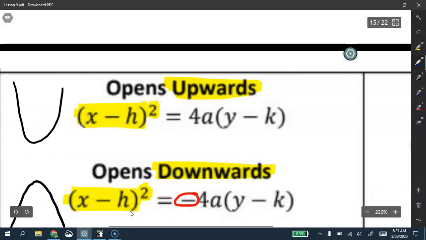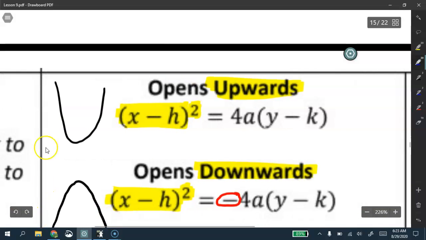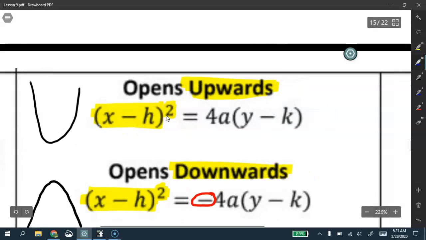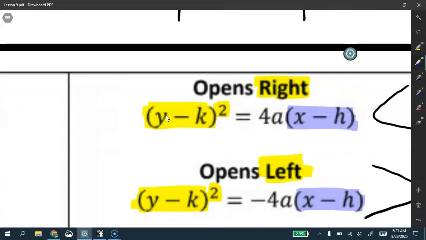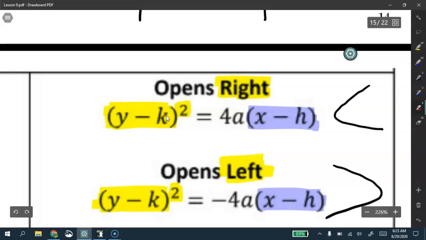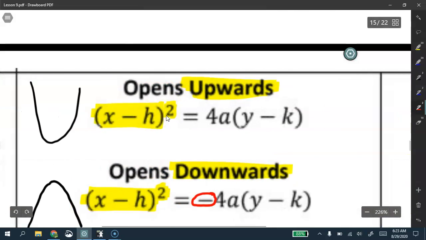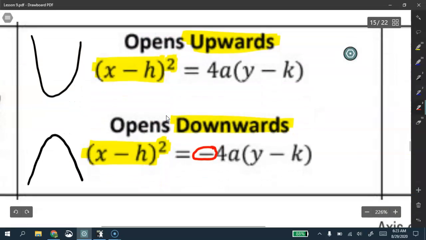So basically anything opening sideways, the y minus k is squared, whereas anything opening upwards or downwards, the x minus h is squared. So I hope that makes sense to you. Then notice how opening left, so I keep going back and forth to help you understand the differences between the formulas. When opening left, notice how there's a negative sign in front, right? The same thing applies for the other one, where if it was opening downwards, there was the negative sign.